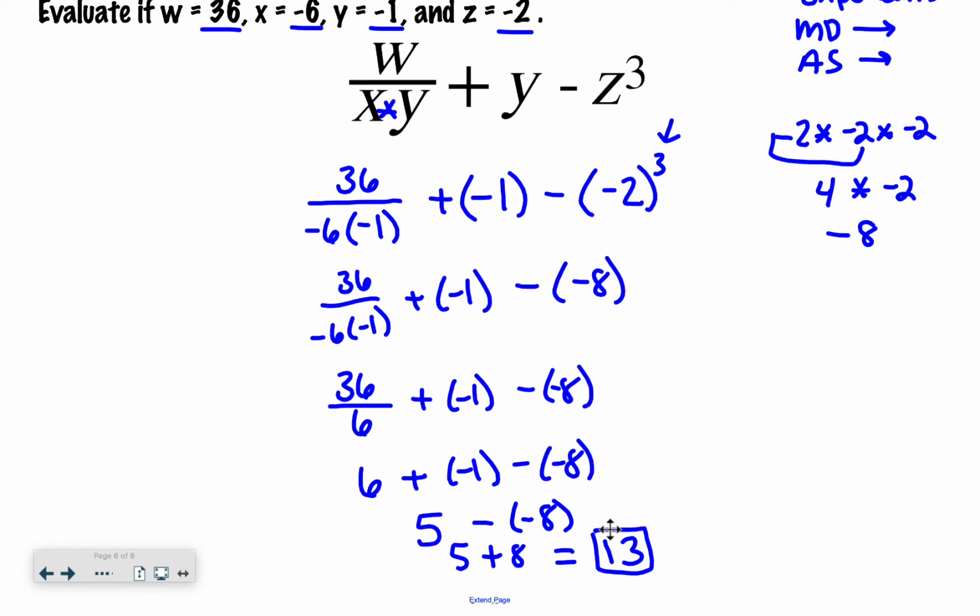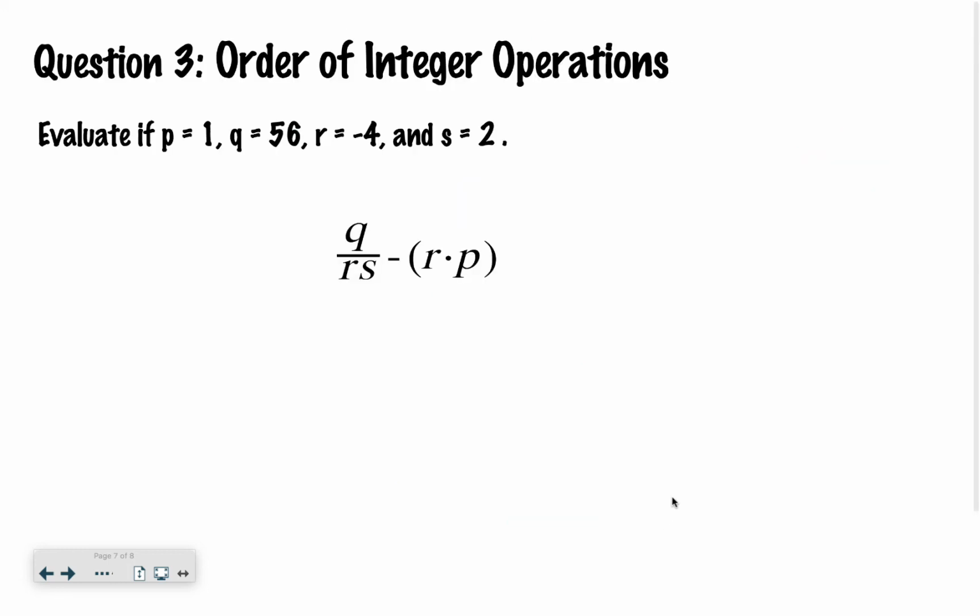Okay, so you can see I have a lot of work written down there, and that means so should you. So make sure that if you didn't copy this down as I went, copy this down so you have a nice example to work with as you do your homework today. All right, I have this question for you guys to solve on your own. Good luck.